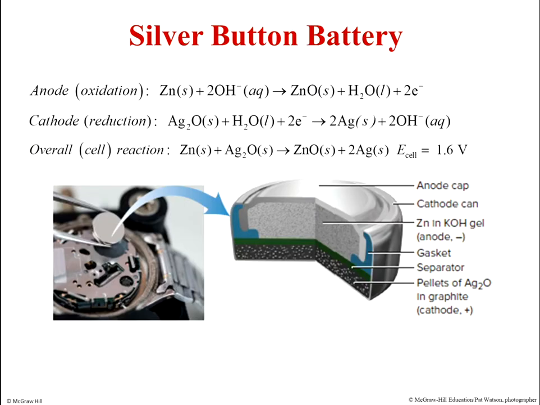Next up is the silver button battery. You've seen these. These are a little bit more expensive, but they can be very small and have long lifetimes. Here we've got zinc as our anode. That undergoes oxidation, and the reduction occurs with silver oxide going to silver metal.